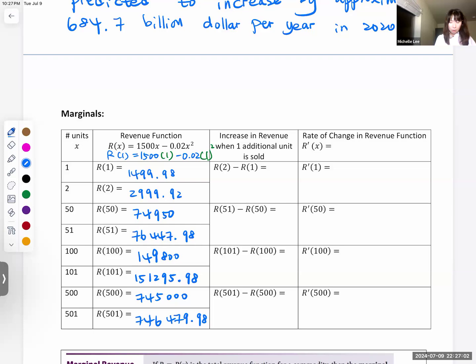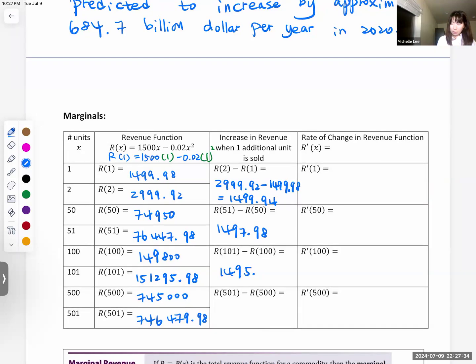So we know how to calculate R of 2 minus R of 1, right? So R of 2, 2999.92 minus 1499.98. Then we have 1499.94. Okay, we know how to calculate. Let me just write out the answers. And for 101 minus 100, 1495.98, and then 1479.98.